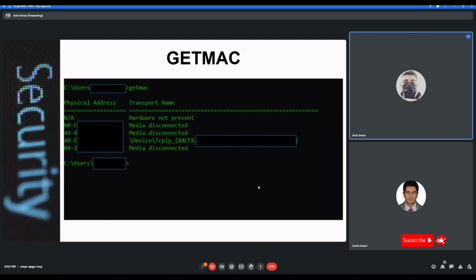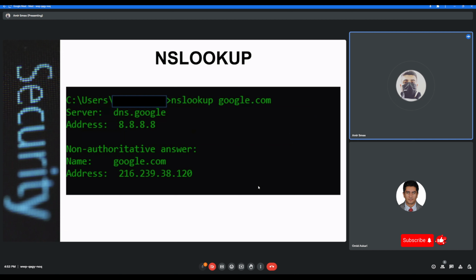NSLOOKUP. This command line tool finds IP addresses of a particular website or host. You can use this tool by typing nslookup, then write your website in the command prompt.